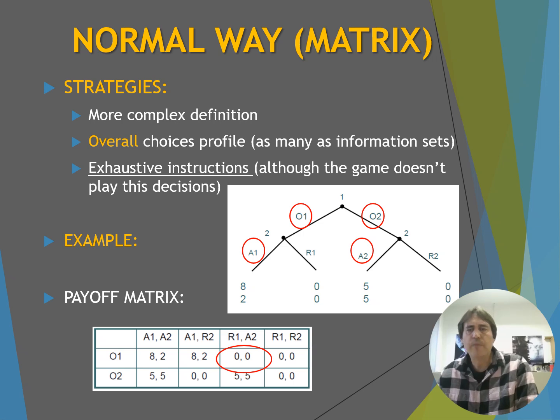For example, in the cell O1, R1, A2, the payoffs are 0, 0, because if player 1 chooses O1 and player 2 plays according to the strategy profile R1 and A2, then each player gets a payoff of 0. Player 1 offers O1 and player 2 rejects it.